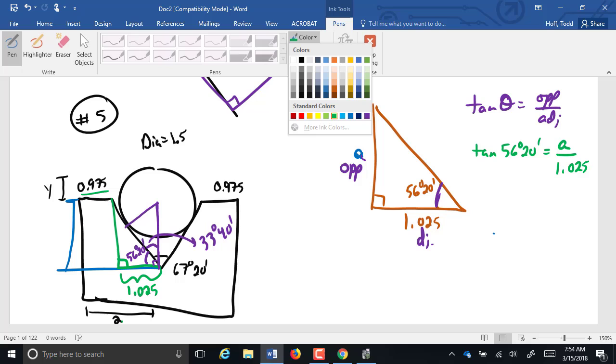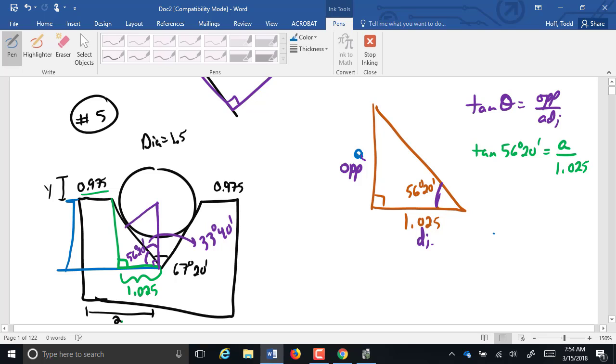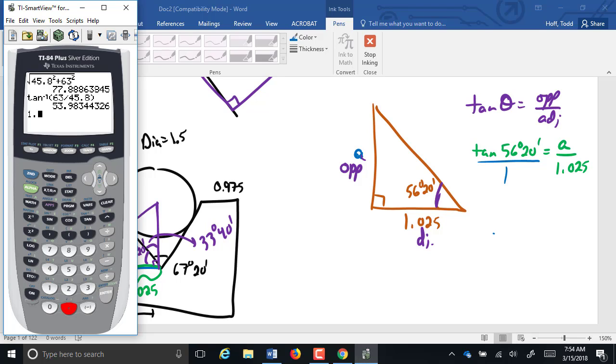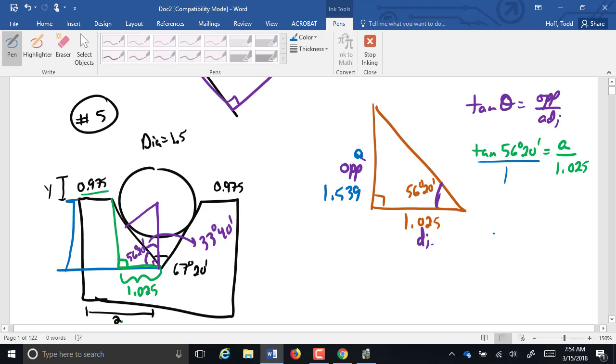We're looking for a side or an angle? Side, so we're going to cross multiply and divide. So we're going to go 1.025 times the tangent of 56 degrees 20 minutes, divided by 1, of course, is 1.539. So this height is 1.539.